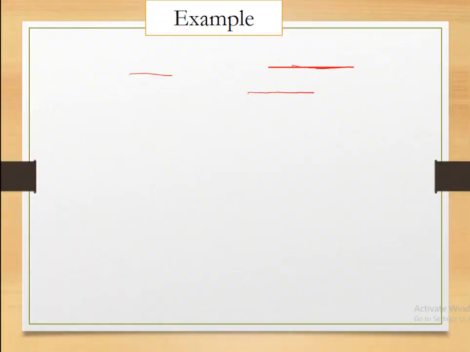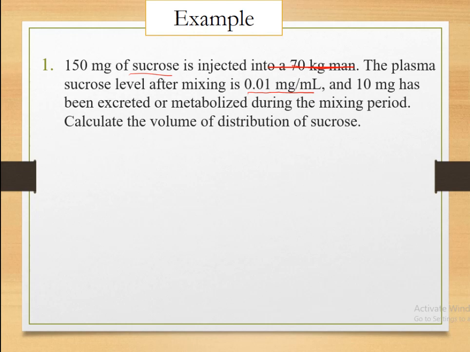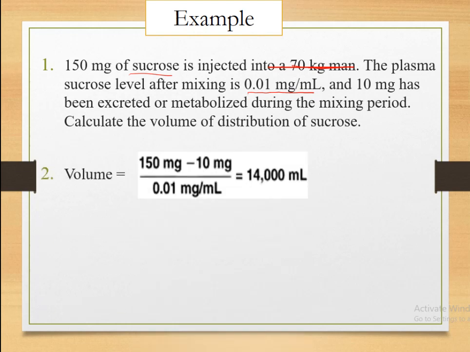So let's quickly go back to our question, like I've said. We are going to use the formula there because we have been asked to calculate the volume of distribution of sucrose. So you're just going to say 150 minus 10 milligrams over 0.01 milligrams per mil. And this will give us our answer, which is 14,000 mils. So this is how easy what I've explained is applied.